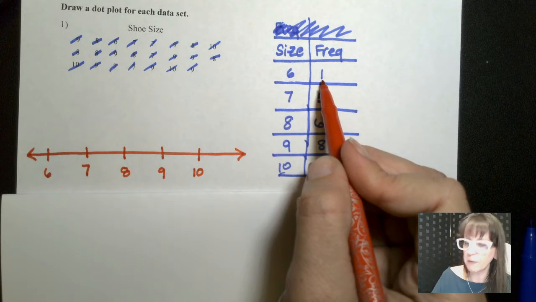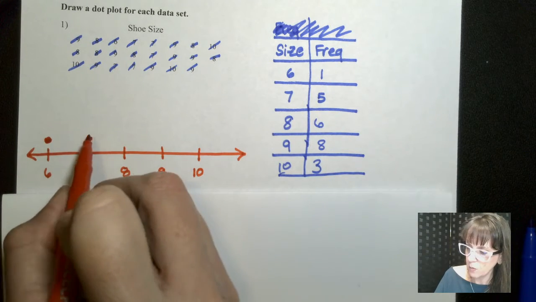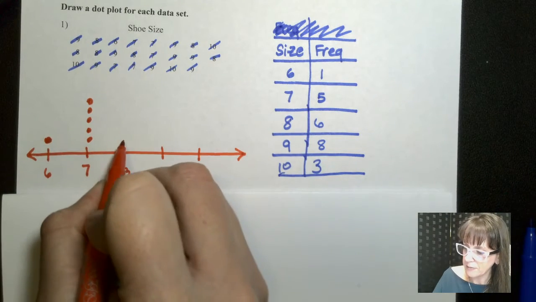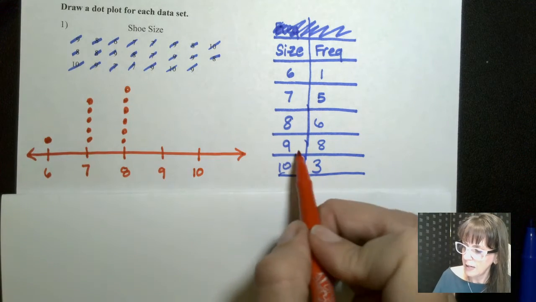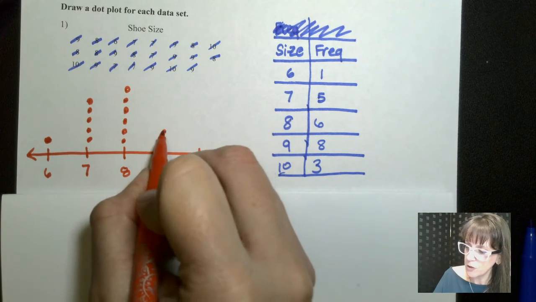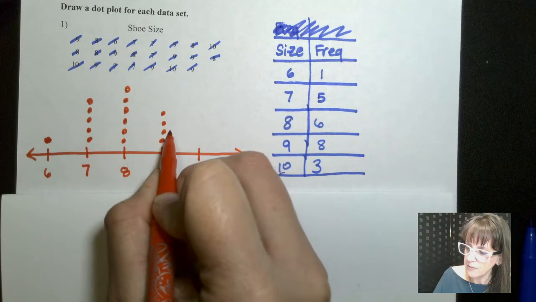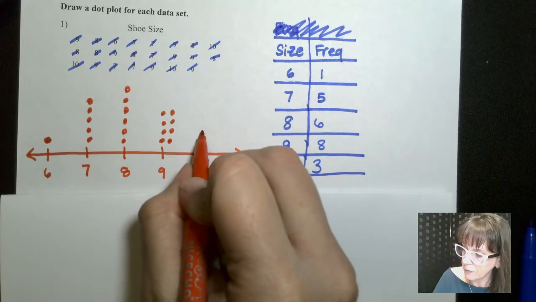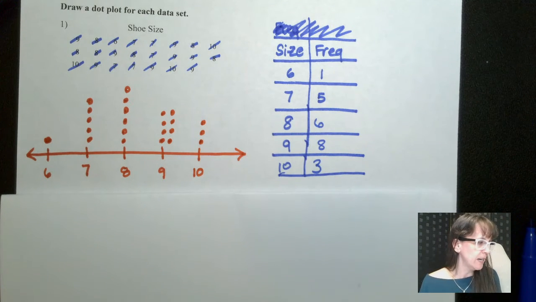Now the frequency of 6 occurring is just 1. 7 is 5, so 1, 2, 3, 4, and 5. For 8, I have 6, 1, 2, 3, 4, 5, and 6. For 9, I have 8, 1, 2, 3, 4. You can sometimes do this, 5, 6, 7, 8. So that way, if you have more data, you can visualize it that way. And then for 10, I have 3. And that is all there is to a dot plot.